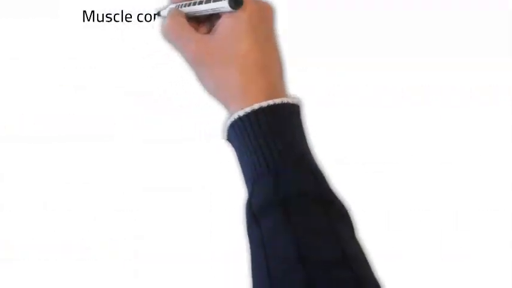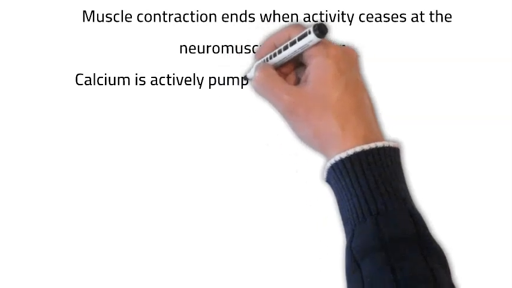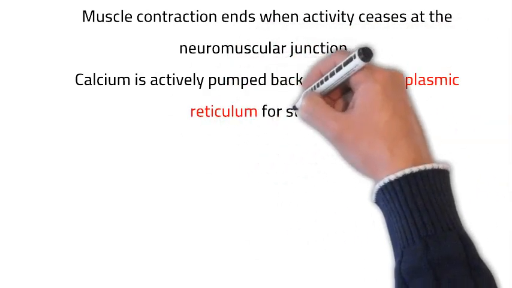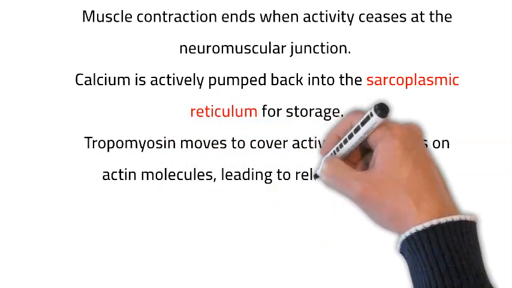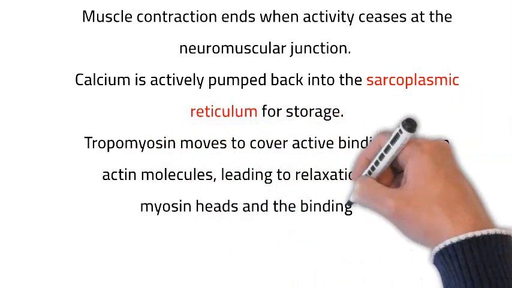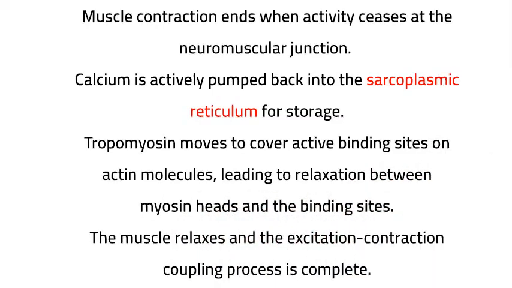Muscle contraction ends when activity ceases at the neuromuscular junction. Calcium is actively pumped back into the sarcoplasmic reticulum for storage. Tropomyosin moves to cover active binding sites on actin molecules, leading to relaxation between myosin heads and the binding sites. The muscle relaxes and the excitation-contraction coupling process is complete.